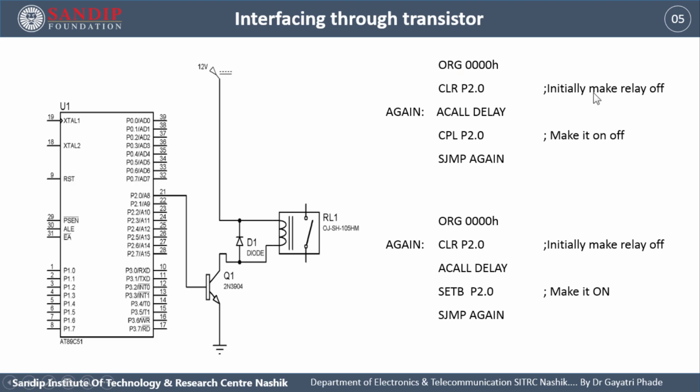CLR P2.0, initially make it off as it is normally off. ACALL delay, CPL P2.0. So if it is off, it will be on in the next step. If it is on, it will be off. So in this way we can make it on and off. Here is the second way to write a program. Just off it, call the delay, make it on. You can do it continuously. So these are the two ways to write a program for relay.